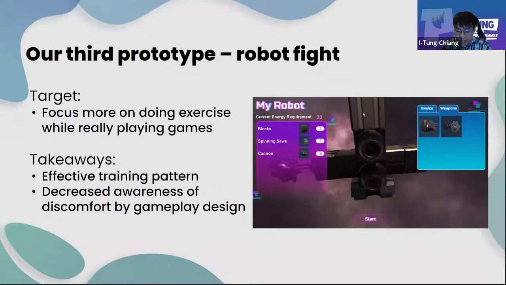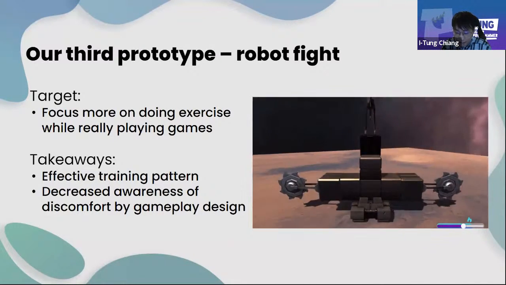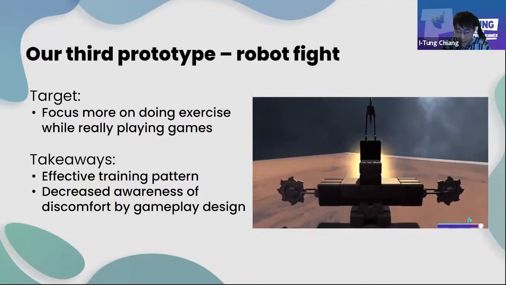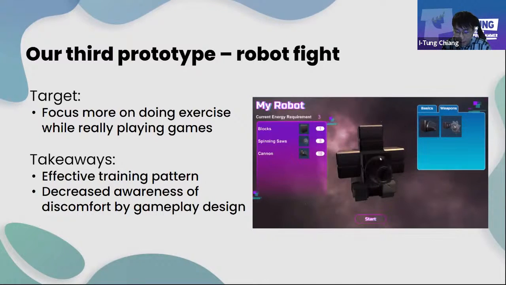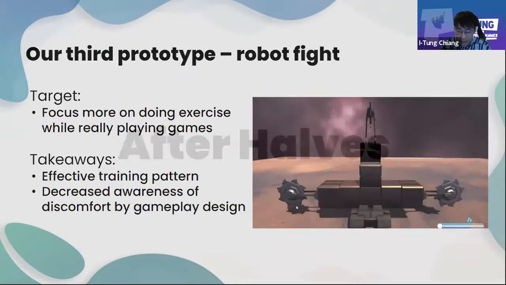In this prototype, we learned how to include effective training patterns like high-intensity interval training in the game. We also found that distraction from the gameplay helps provide decreased awareness of discomfort. In our final prototype, we use the same technique to reduce the player's discomfort. And Aubrey will talk about the prototypes we did after HAPS.